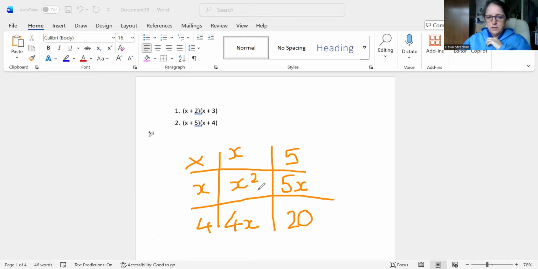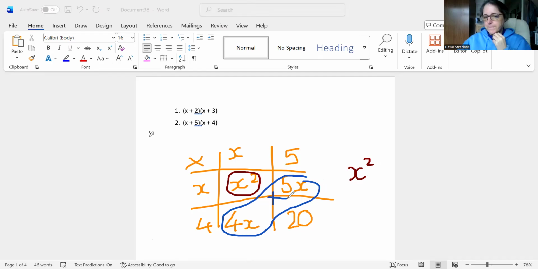So we'll start with the x squared. And then we'll take the 5x plus the 4x, and we'll add those together, which gives us a 9x. And then we'll take the last one, which is the 20 that we're left with, so we'll add 20 there. Okay, so that's the first one's done. That's when everything is positive and life is quite straightforward.